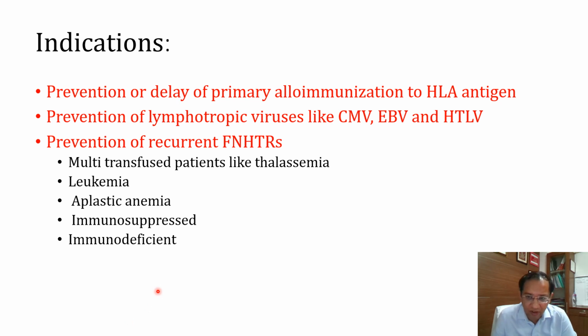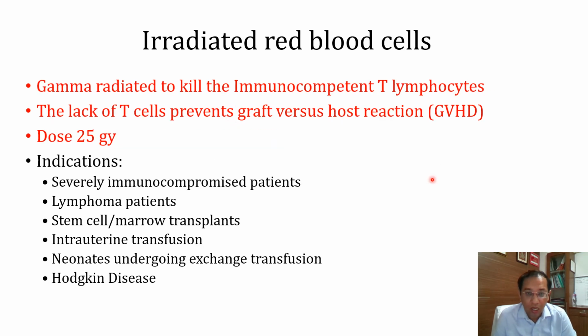Obviously you are preventing FNHTR by 1 log leukoreduction. You prevent HLA alloimmunization and prevention of lymphotropic viruses like CMV, EBV, and HTLV when you do a 3 log leukoreduction. Coming to another modification, that is irradiation of red blood cells.